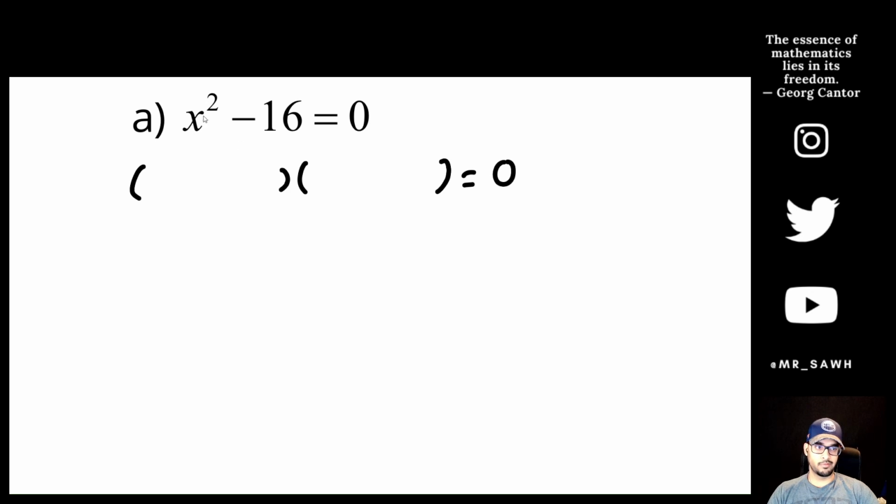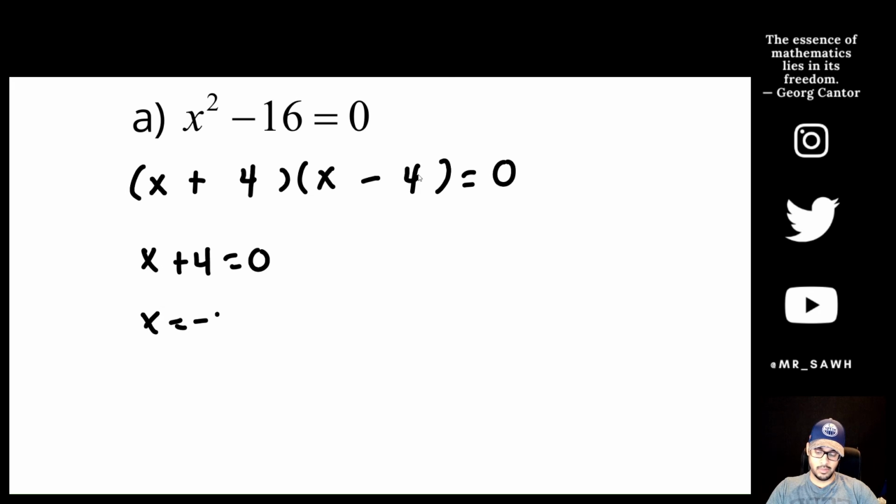The square root of the first term goes in, so the square root of x squared is x. The square root of 16 is 4, and in between them go different signs because this is a difference of squares. And if the signs are different, it means my middle term will cancel out if I were to distribute this. So I've got it factored. So now everything's the same. Take a factor, make it 0, solve for x. So here, x is negative 4, or x is positive 4.